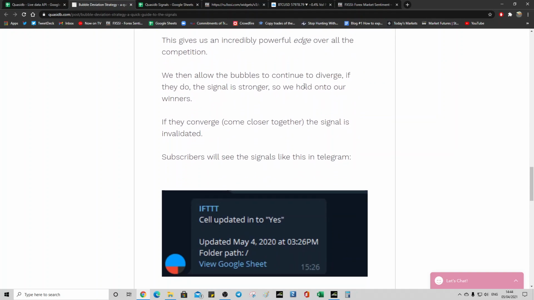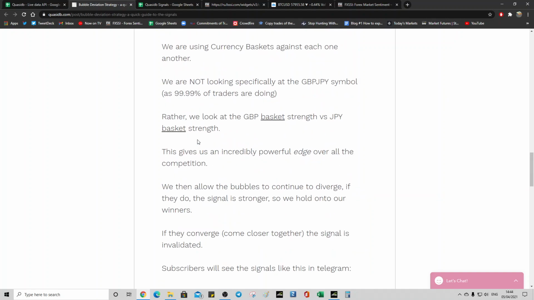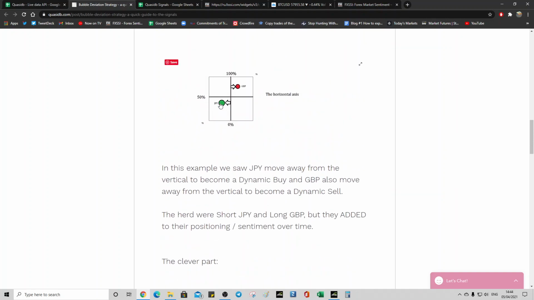We allow the bubbles to continue to diverge. If they do, the signal is stronger, so we hold on to our winners. If they converge, they come closer together, the signal is invalidated. So if the yen bubble continues this way, and the pound bubble continues this way, then that signal is going to get stronger over time. The pound's going to weaken, the yen's going to strengthen. So that's what that means.